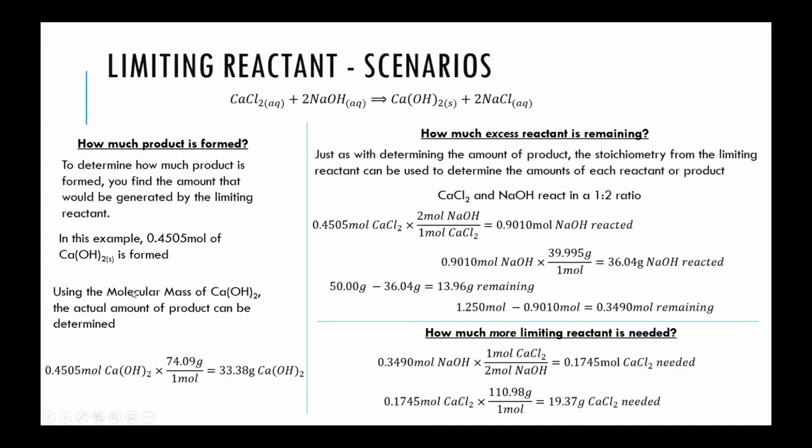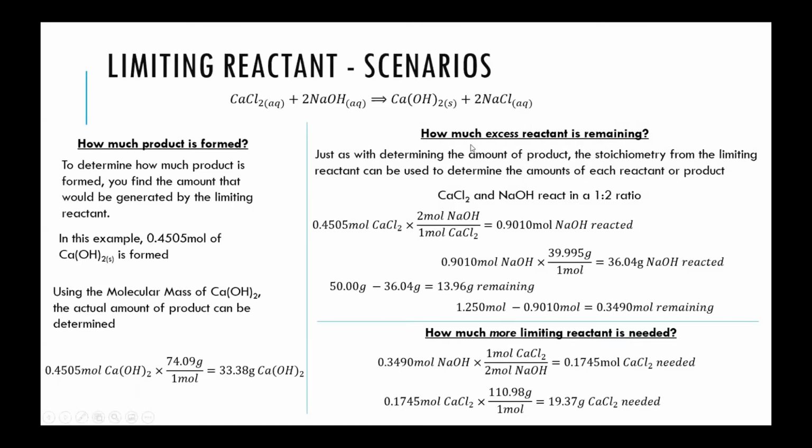And then using the molecular mass, you can convert moles back into grams. So in this example, when you combine 50 grams of calcium chloride and 50 grams of sodium hydroxide, you will end up with a total product of 33.38 grams of calcium hydroxide as a solid product.